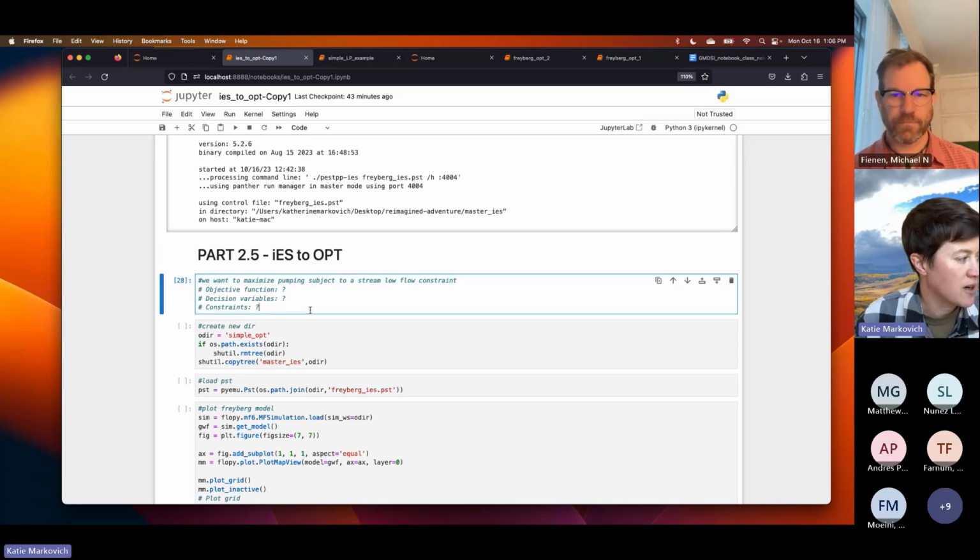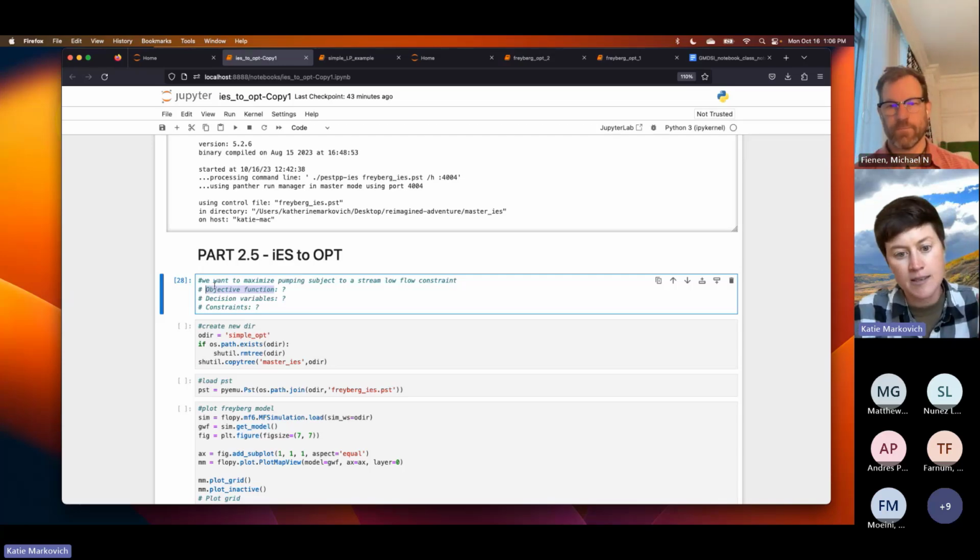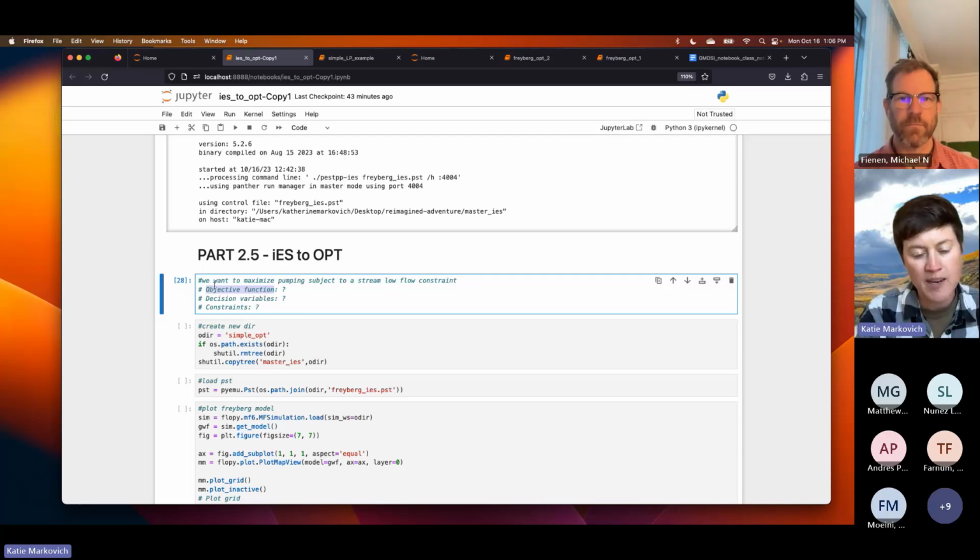And as I walk through this, I want you guys to think about and try to recall from the homeworks what the objective function was and how we formulated that, both conceptually and in the actual PyEMU coding, what the decision variables were and how we actually implemented those, and then finally the constraint there.